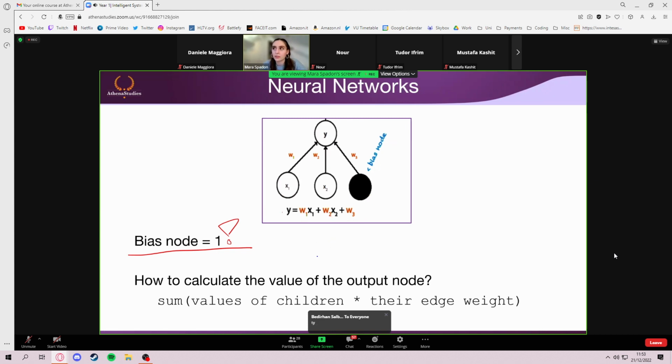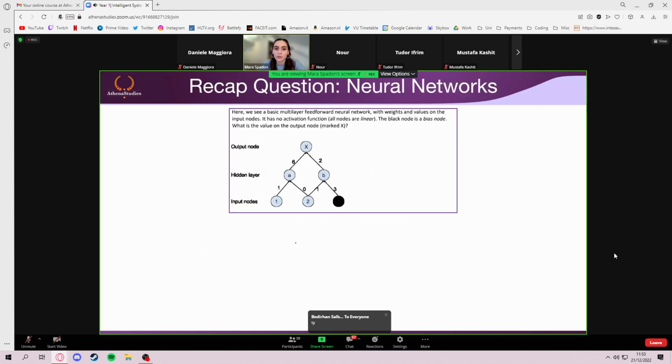Okay, so let's do a little recap for this one. We see a basic multi-layer feedforward neural network with the weights and the values on the input nodes, and it has no activation function, so it's just a linear function. The black node is called the bias node. And what is the value of the output node marked x? Okay, so what is our first step here? What do we want to calculate first before finding x? A and B, exactly, because we need these values for A and B in order to calculate x.